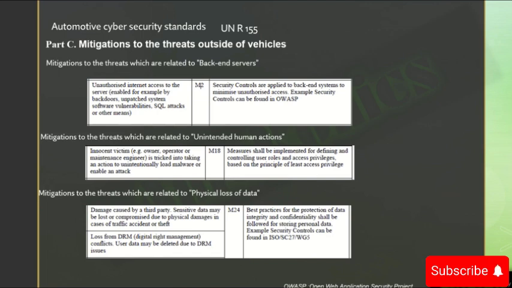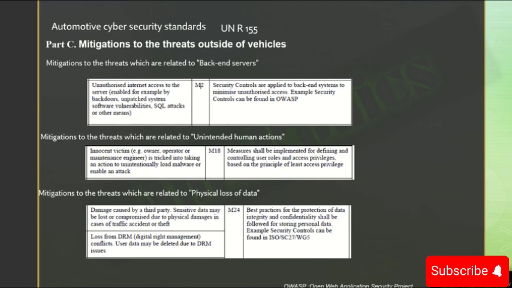The same controls can be found in the OWASP. Then threats which are related to unintended human actions. This topic we have already discussed, the same way as how personal data can be hacked under the measures. Then physical loss of data. This is very important. Damage caused by a third party: sensitive data may be lost or compromised due to physical damage in cases of traffic accident or theft.